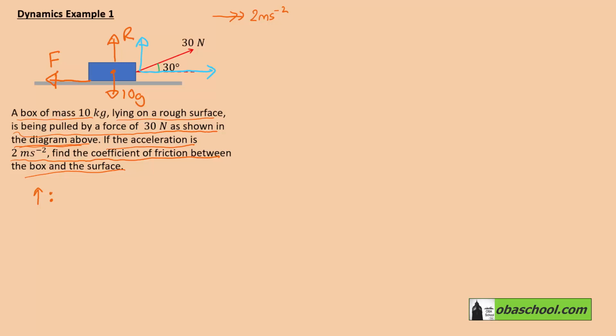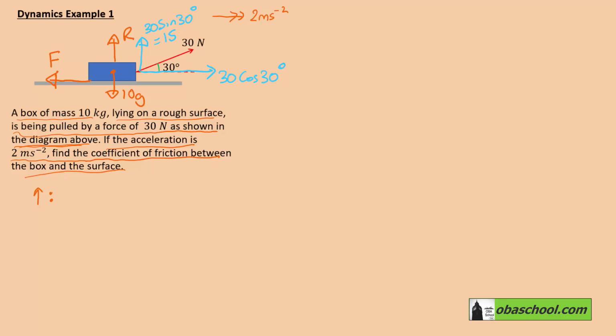So the 30 is here, so this side is the adjacent. So this would be 30 cos 30, and this will be 30 sine 30. Sine 30, of course, is a half. So 30 sine 30 is just equal to 15.